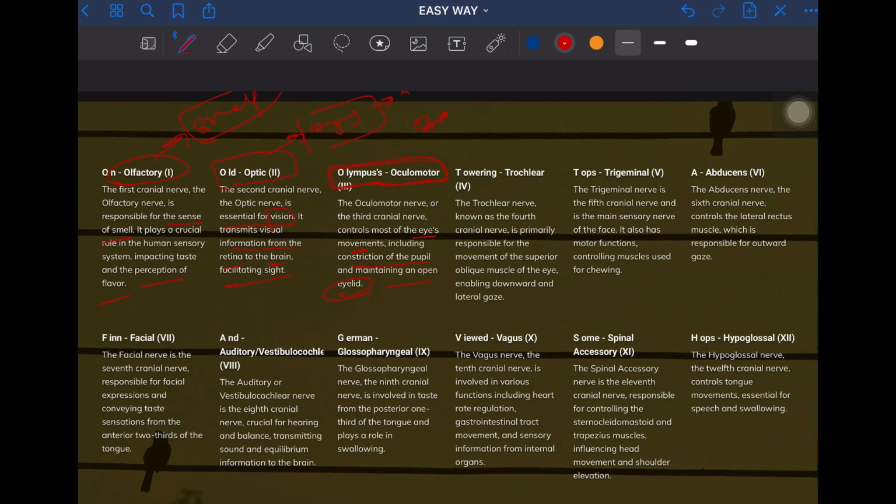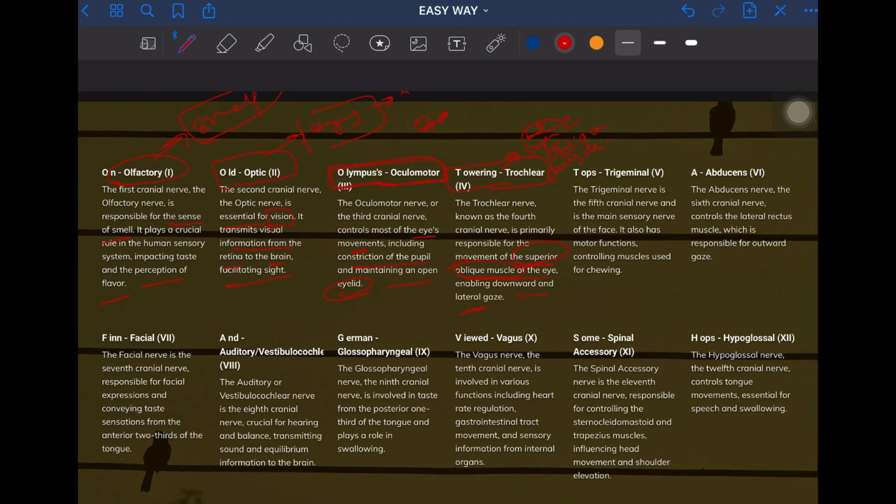Fourth is trochlear. It is the fourth cranial nerve and is primarily responsible for the movement of the superior oblique muscle of the eye, enabling downward and lateral gaze. The downward and lateral gaze of the eyes is managed by trochlear. And which muscle? Superior oblique muscle, remember this. Trochlear for superior oblique muscle.